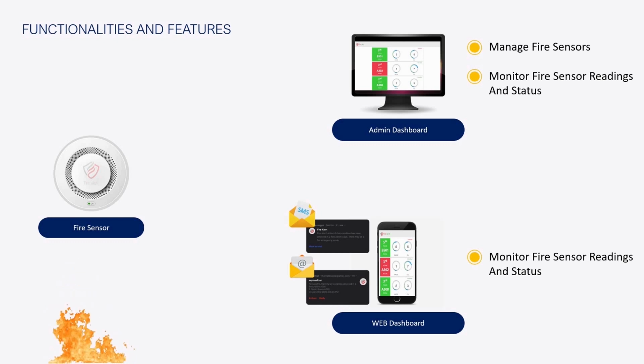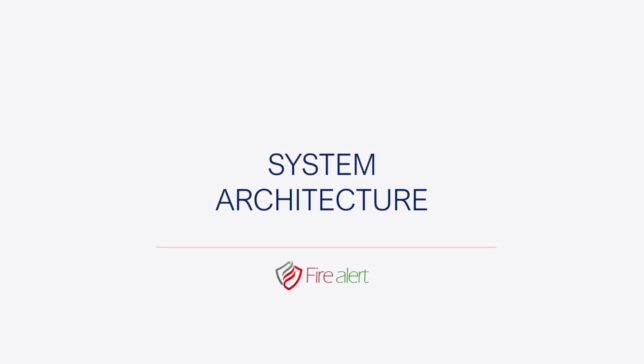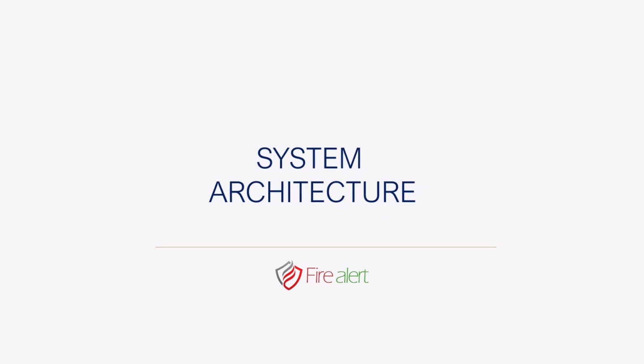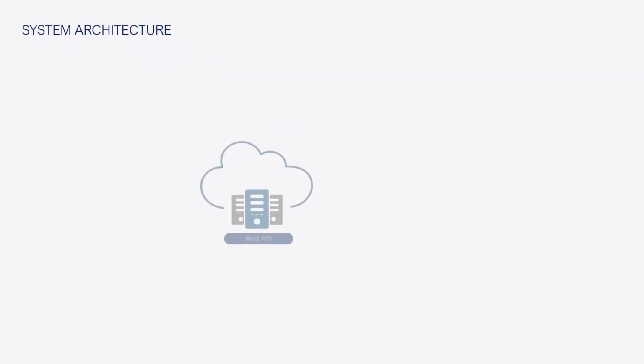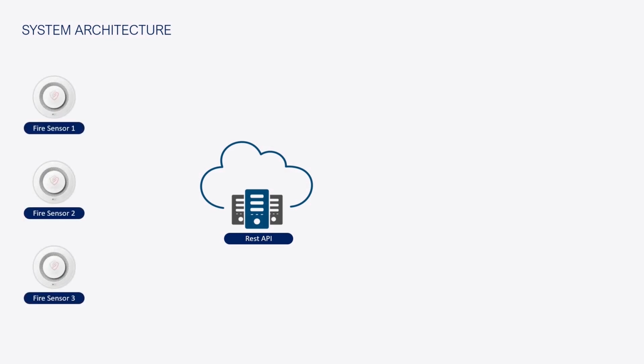That's all about the abstract view of the system. Let's see the implementation behind the system to achieve that abstraction. In this section, I'm about to explain the high-level architecture of the Fire Alert system. There's a REST API. It is the central service provider of the system, and there may be one, two, or many fire sensors in different locations.